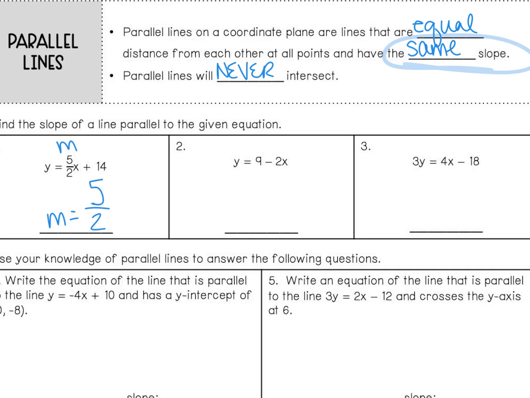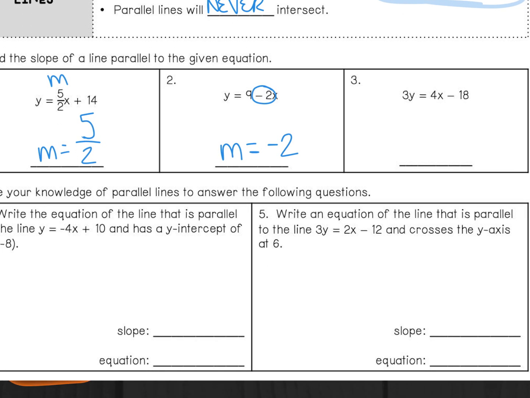Be careful on number 2. What is the slope on number 2? Negative 2. So if I want a parallel slope, what will it be? Do I need to keep the negative with it? Absolutely. And what do we need to do on number 3? We got to change it to y equals first. So what is my slope when I change that to y equals? 4 over 3. So what's my parallel slope? 4 over 3.